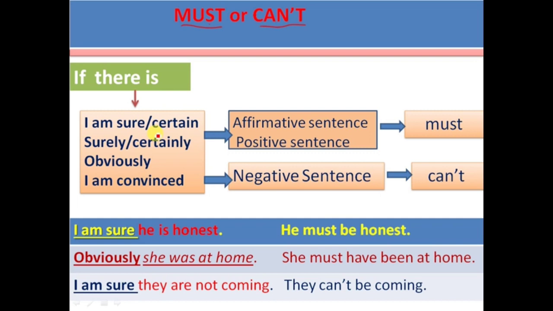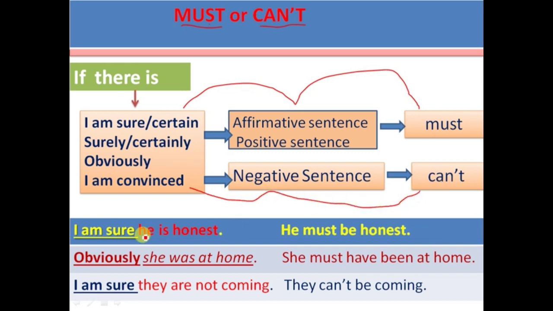So let's remember now which one to use, must or can't. If there are such expressions and the sentence is positive, it means you are 100% sure that something is true, so you have to choose must. Similarly, if there are such expressions that show a high degree of certainty, but the sentence is negative, it means you are 100% sure that something is not true, so you have to use can't.